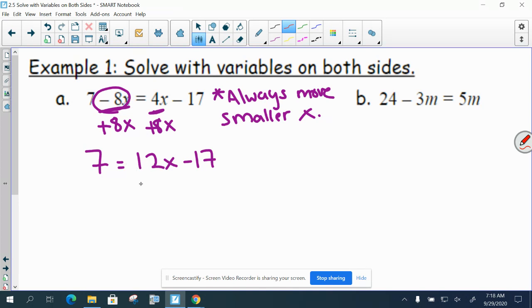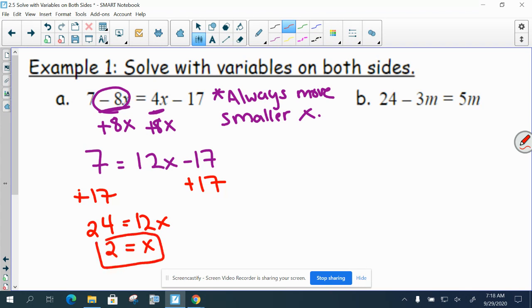So now all we have left is a two-step equation. So plus 17, that makes 24 is equal to 12x. So then x is equal to 2 if you divide both sides by 12. All right, let's look at part B.